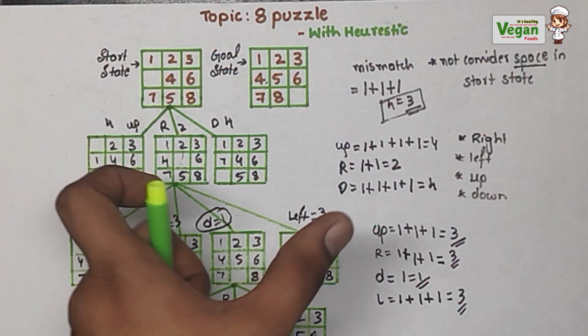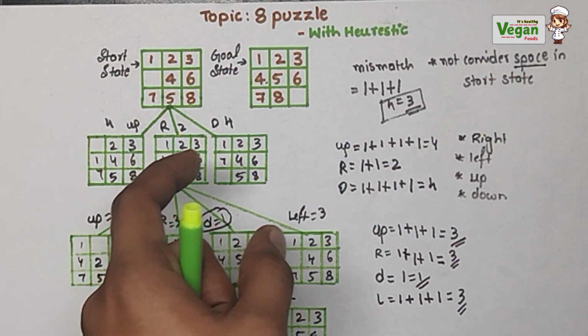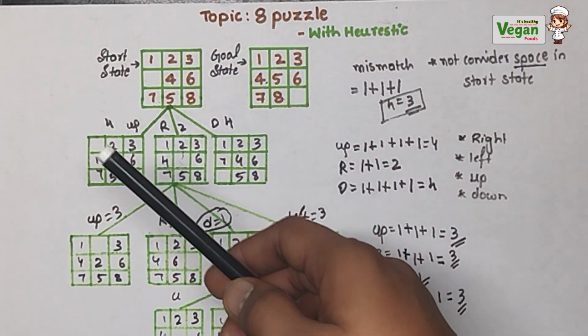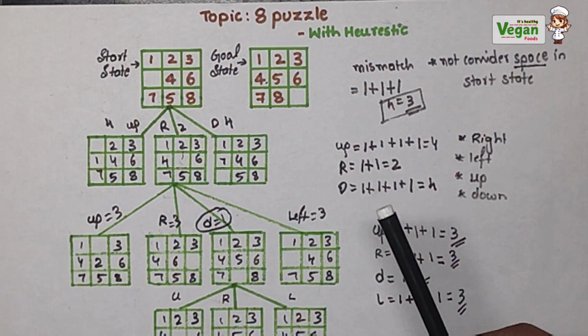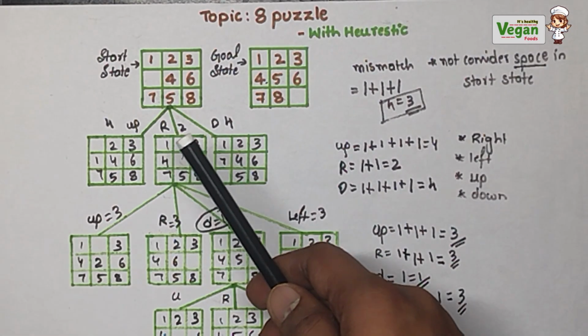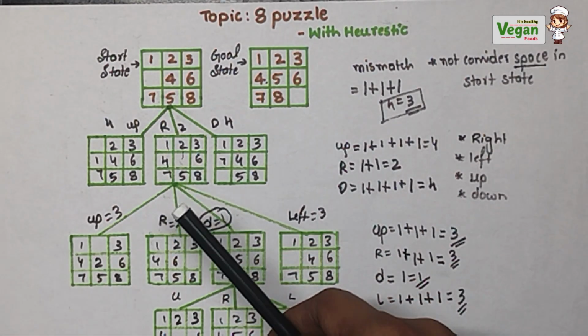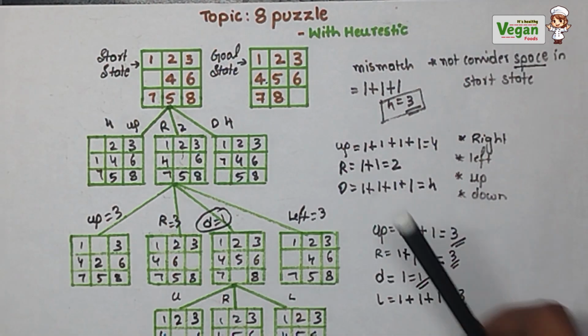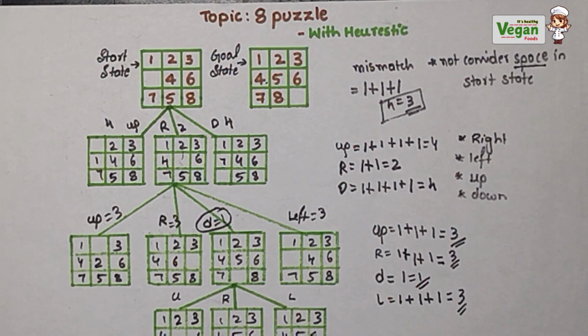Then we add the 3 actions, that is upside, right side and downside. So we will compare all these 3 and write the heuristic value for all of them, that is the mismatch. Who will be having the less mismatch or the less heuristic value, we will be expanding them only, and we will leave other possibilities with higher heuristic value. Hope you understood the concept of the 8 puzzle problem with heuristic.